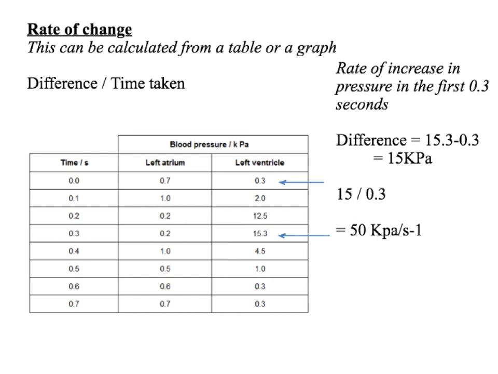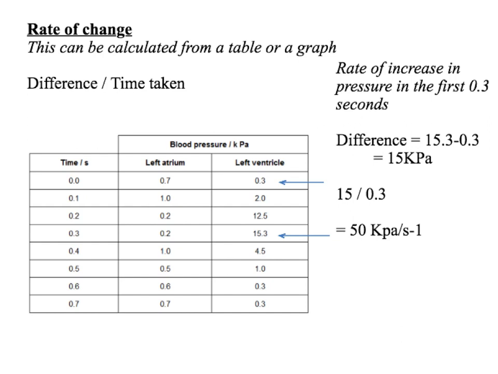Perhaps a little bit more tricky. We're going to use the left ventricle and look at the rate of increase in pressure in the first 0.3 seconds. So the pressure before the ventricle contracts is 0.3. The pressure after the ventricle is fully contracted is 15.3 kilopascals. So we want to know the rate of change, how quickly the pressure increases as the ventricle contracts.